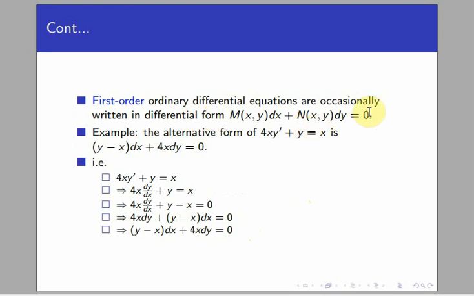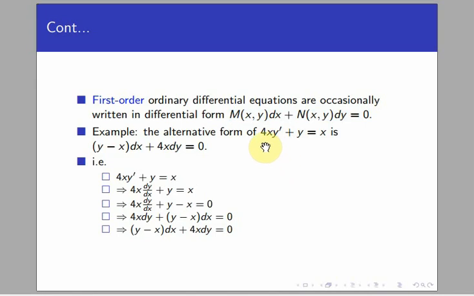First order ordinary differential equations are occasionally written in the form M(x,y) dx + N(x,y) dy = 0. For example, the alternative form of 4xy' + y = x is (y - x) dx + 4x dy = 0, where M(x,y) is y - x and N(x,y) is 4x. How did we get it from 4xy' + y = x?